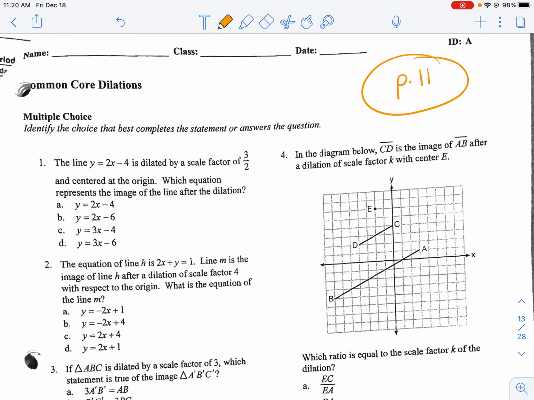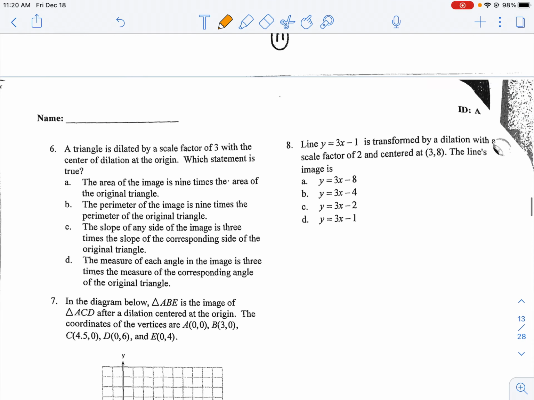I'm on page 11, and we're going to do some review of a bunch of different Regents questions today. So I'm going to pause, fill out questions in our Edpuzzle, and I think there's 8 of them total, so we got this.